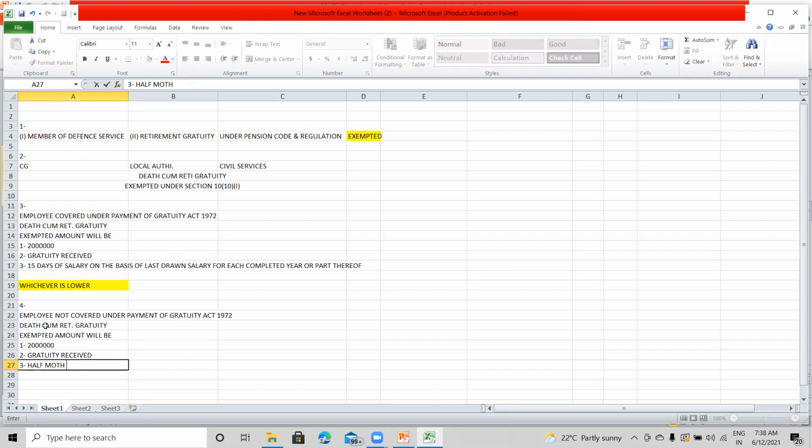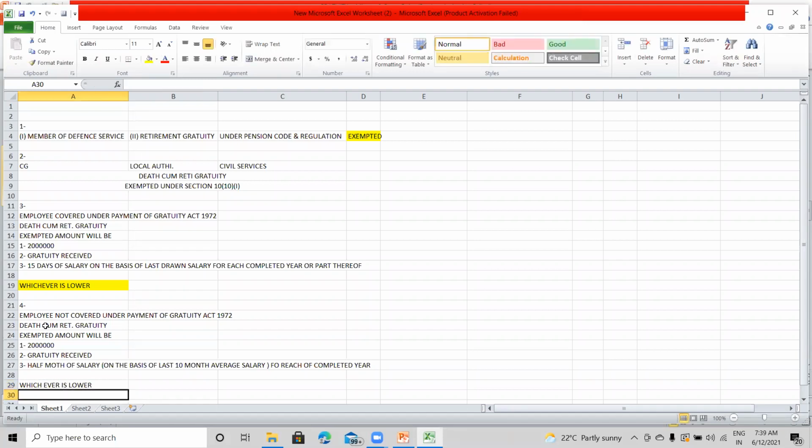on the basis of last 10 month average salary for each of the completed year. So the amount is whichever is lower.